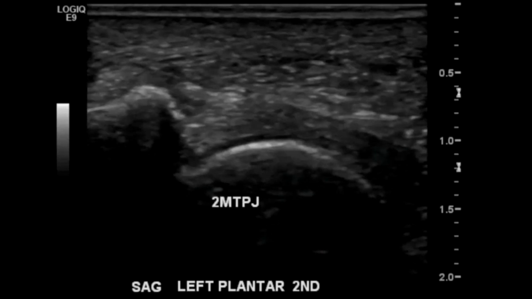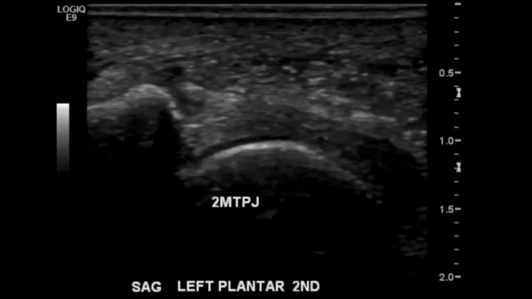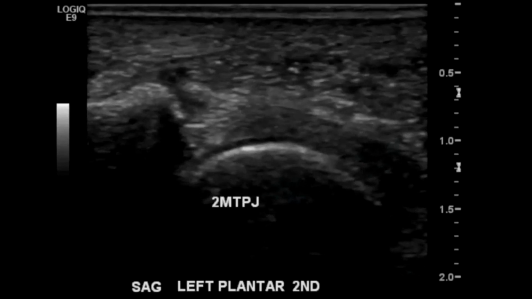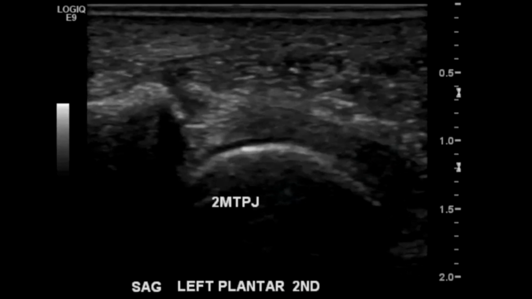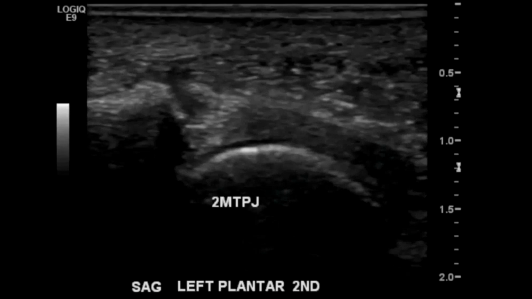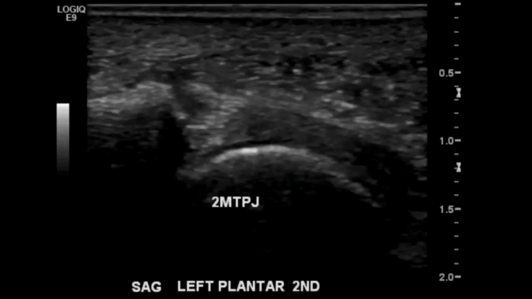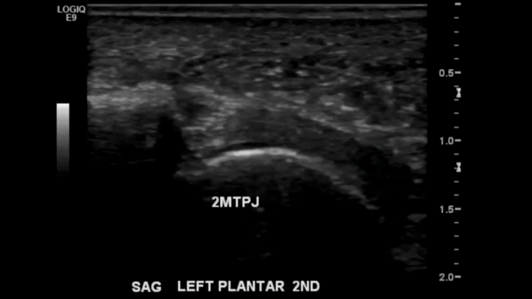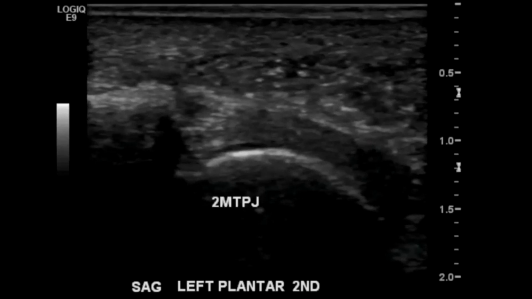We found that lesser MTP joint plantar plate tears are most common at the second MTP joint, and they tend to involve the lateral distal plate insertion. They can tear transverse and longitudinally, and it's variable depending on the biomechanics. The most common ultrasound appearance of a plantar plate tear will be a discrete hypoechoic defect in the plate substance.